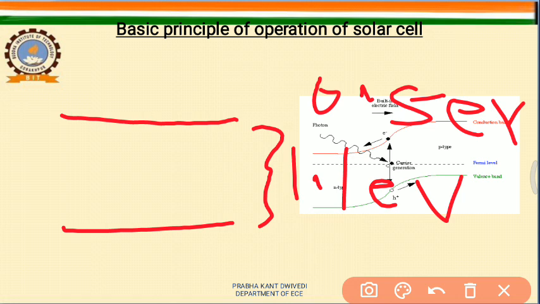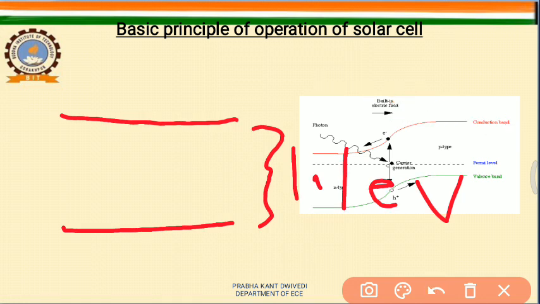Also, suppose a photon is falling on the junction and this photon has energy of 2 electron volt, but the energy requirement for the movement of an electron from valence band to conduction band is 1.1 electron volt. That means this photon has 0.9 electron volt more energy than required to knock the electron from the covalent bond. So in this case also the remaining energy will be dissipated in the form of heat.